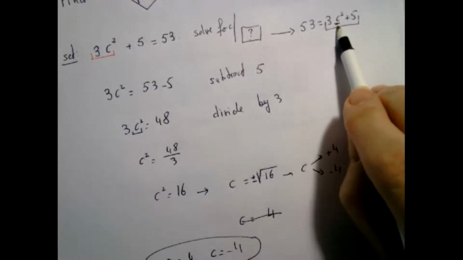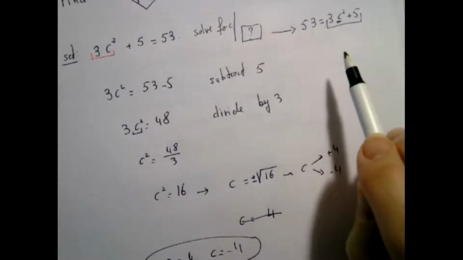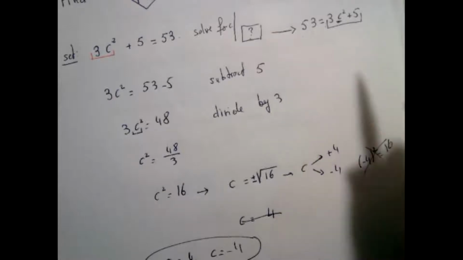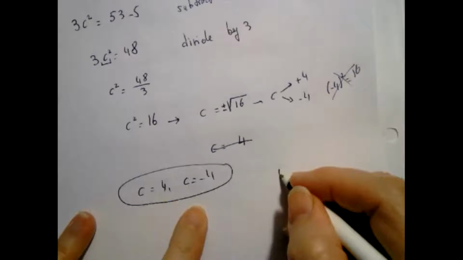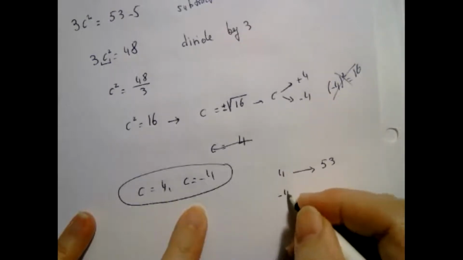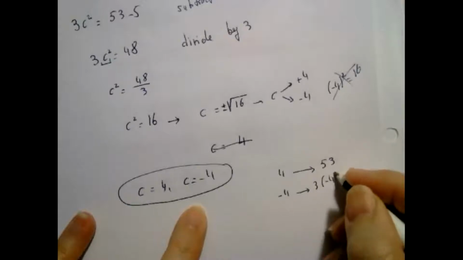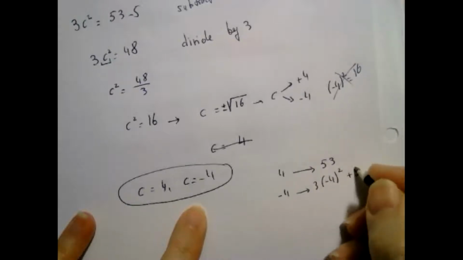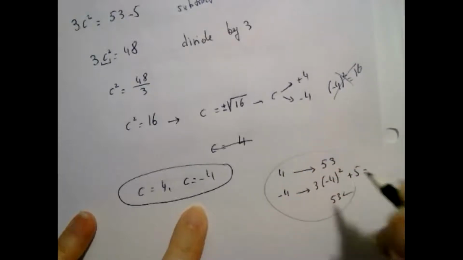3 times 16, 48, plus 5, 53. So it's correct. I check minus 4. So I'm just checking. Do those spit out 53? So 4 did give me 53. What about minus 4? Okay. Is it spitting out 53? Yes. Absolutely correct. All right.